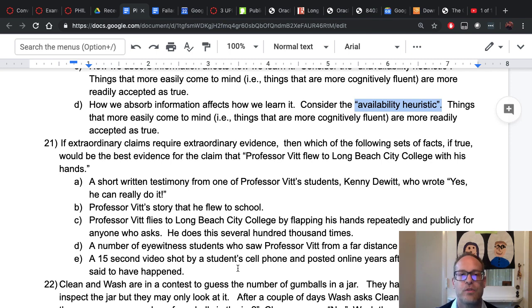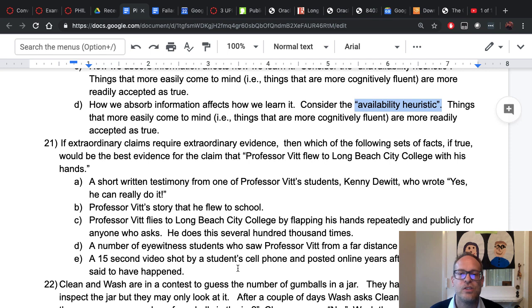Number 21. If extraordinary claims require extraordinary evidence, then which of the following sets of facts, if true, would be the best evidence for the claim that, quote, Professor Vitt flew to Long Beach City College with his hands, end quote? A, a short written testimony from one of Professor Vitt's students, can he do it, who wrote, yes, he can really do it. B, Professor Vitt's story that he flew to school. C, Professor Vitt flies to Long Beach City College by flapping his hands repeatedly and publicly for anyone who asks. He does this several 100,000 times.